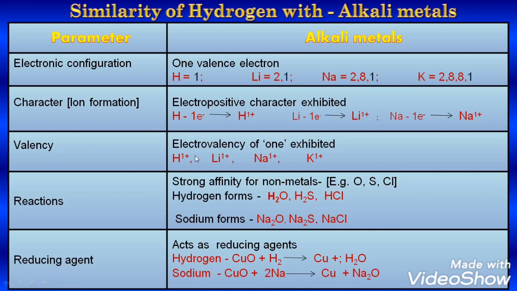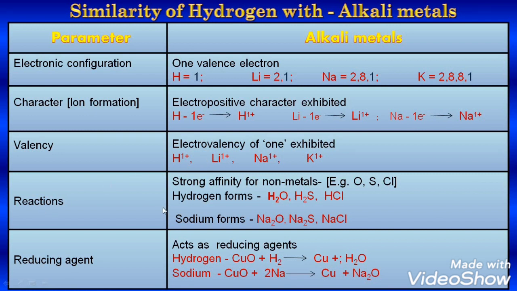Coming to the valency, the electrovalency of 1 is exhibited by hydrogen, which is similar to that of alkali metals. You can see here all with valency 1, positive valency. That is why we say electrovalency. Valency 1 with being electropositive is electrovalency of 1.